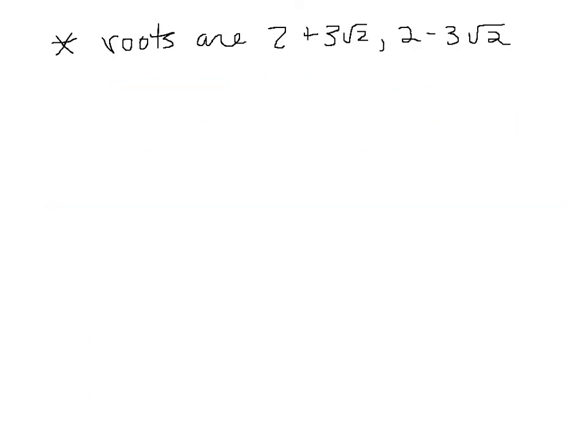Wow, so this looks a lot messier. And until you get the trick on this, it could be a little bit messy. You certainly wouldn't want to write x minus 2 plus 3 square root of 2 times x minus 2 minus 3 square root of 2 and multiply those out. But look, let's look at it like this. What we know the roots are 2 plus or minus 3 square root of 2.